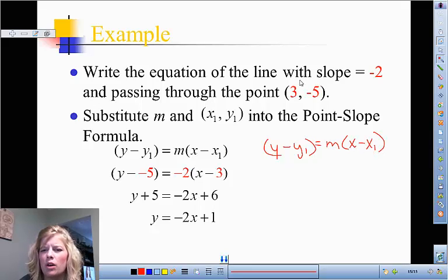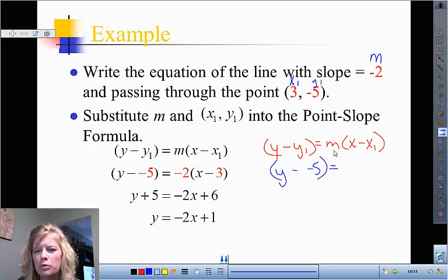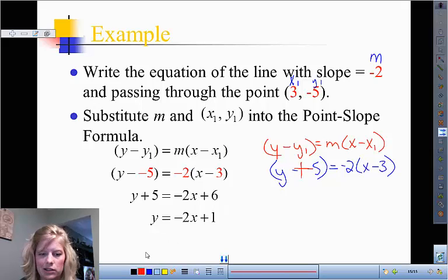All right, so let me get a different color here. We had x1, y1, and m, correct? Awesome. So substitute what we know. Well, we know y1 was a negative 5 equals, and we know m was a negative 2 times x minus 3. And two negatives make a what? A big old plus sign.